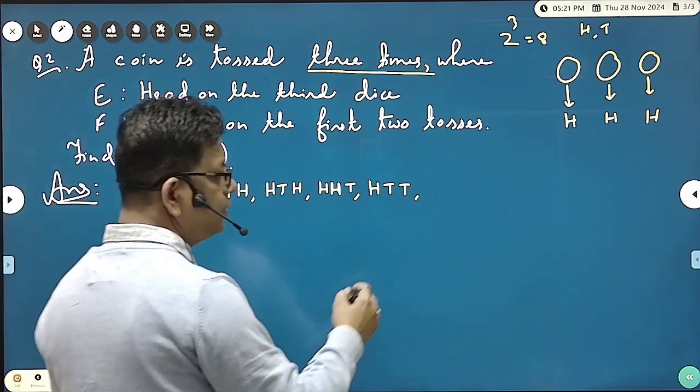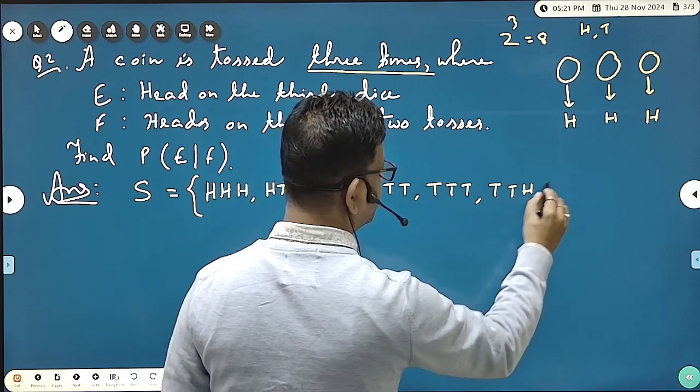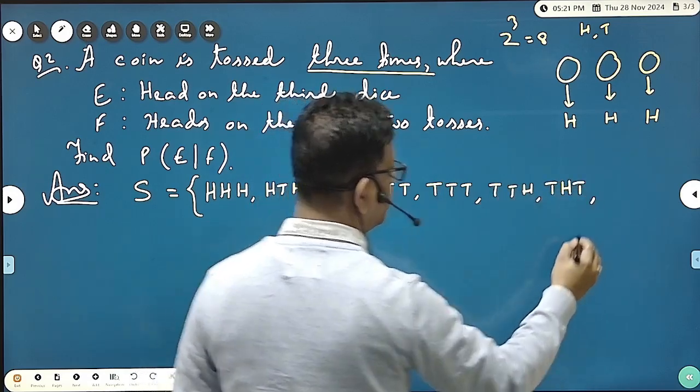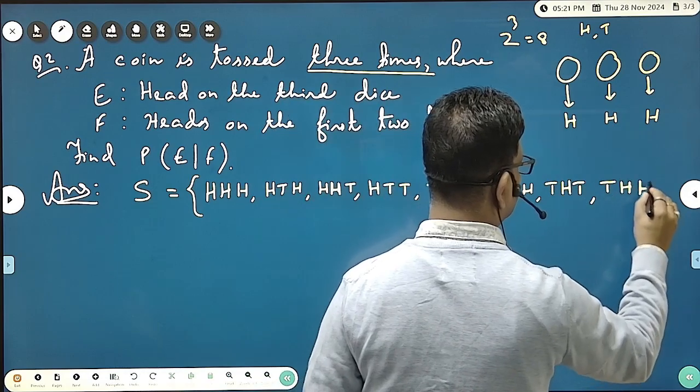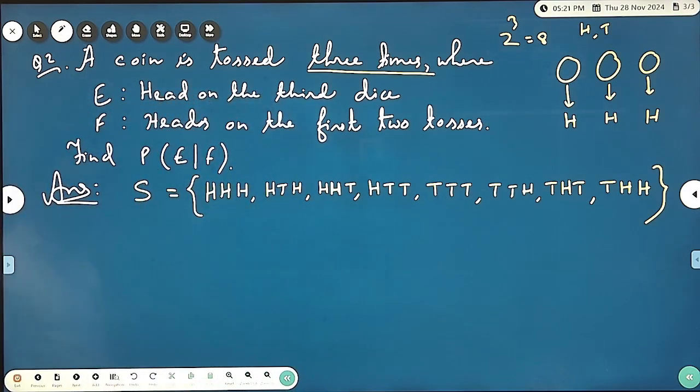Now we should start with T. TTT, TTH, THT, and then THH. So these are the outcomes that I can understand. There are 8 outcomes we have. So these are 8 outcomes.